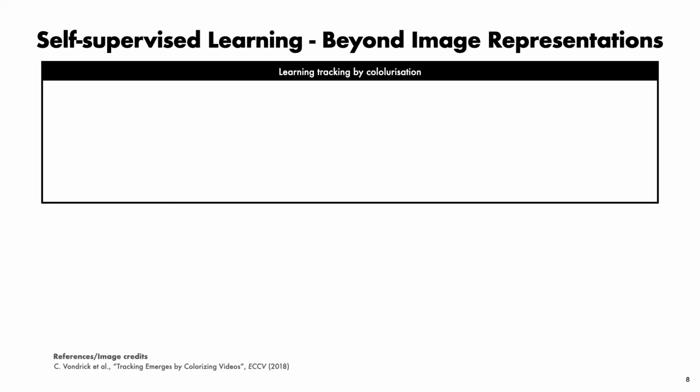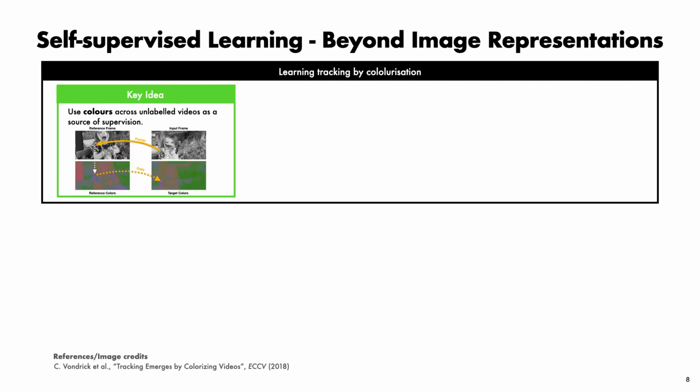The methods we've discussed so far have focused principally on learning general image representations. However, the ideas behind self-supervised learning have also been applied to tackling more specialized downstream tasks. One lovely piece of work by Vondrick and collaborators showed how to learn a tracking model by performing colorization. The key idea is to use colors across unlabeled videos as a source of supervision.